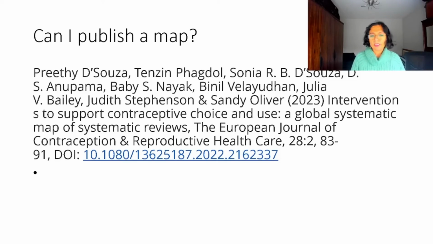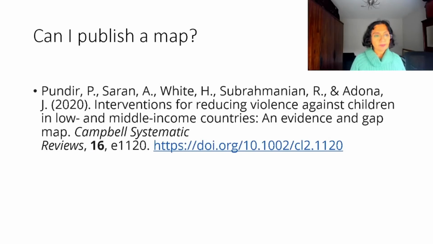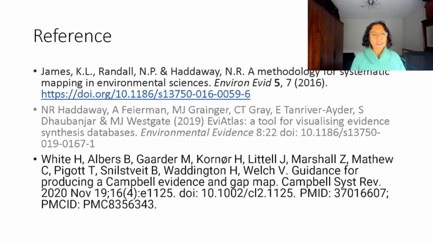Another systematic map was published in the European Journal of Contraception and Reproductive Healthcare. This is our work done with colleagues from EPPI-Centre and colleagues from India. Interventions to support contraceptive choice and use, a global systematic map of systematic reviews. And another publication I can see is an evidence gap map from the Campbell Systematic Reviews, interventions for reducing violence against children in low and middle income countries. So these are some of the references. More links are provided in the description.